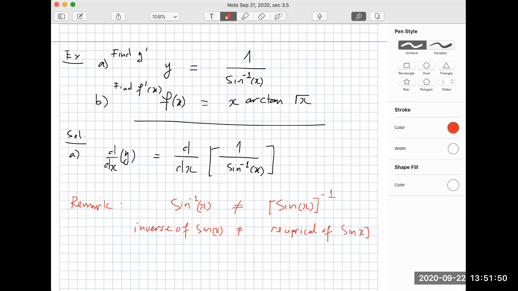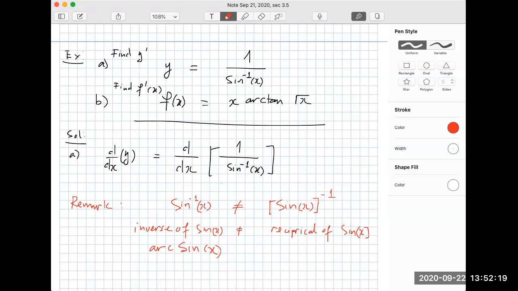These are two different things, so be careful. Or sometimes sine inverse, we call it arc sine. They're the same thing. Okay? Or similarly, arc cos and arc tan will be tan inverse. Okay?